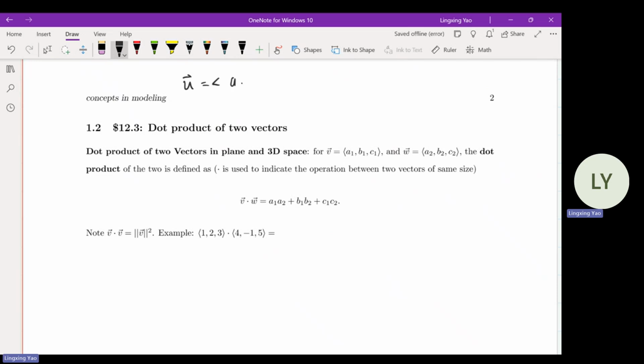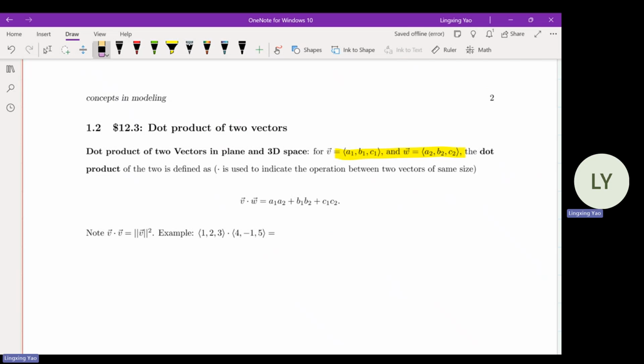Let's just look at the general definition. So if the u vector has three components and the v vector also has three components, okay, what do we want to do over here? Oh, I think I already have it here. We use v and w. Let's just stick with that.